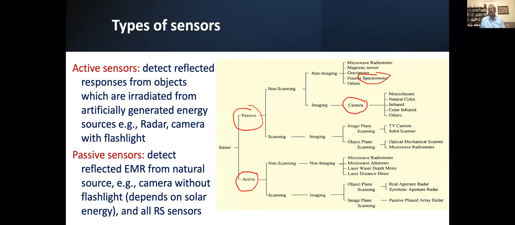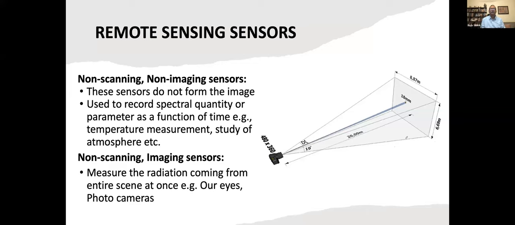Likewise, in the active range as well, there are non-imaging types of sensors, and also imaging types of sensors. The basic difference is whether they are generating an image or generating spatial data to be processed. Now, as I said, there are non-scanning, non-imaging sensors. They are not forming images. They are basically recording some kind of spectral quantity or parameter as a function of time, for example, temperature. And most of the atmospheric sensors are basically non-scanning, non-imaging sensors.